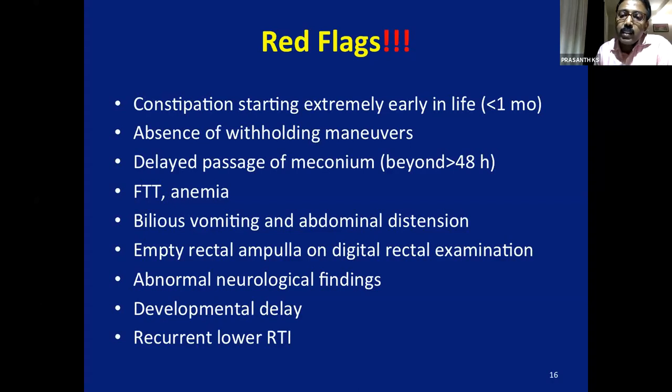Bilious vomiting and abdominal distension, all these should point to intestinal obstruction. Then abnormal neurological findings like absence of reflexes, tuft of hair, etc. All these should be a pointer towards neurological problems, and developmental delay similarly.